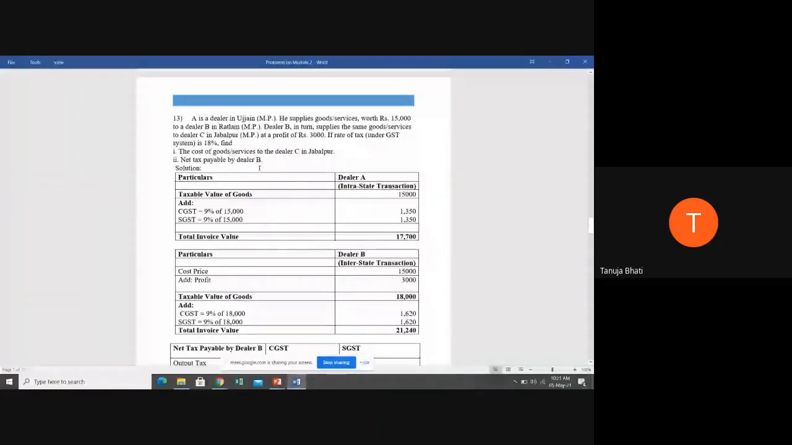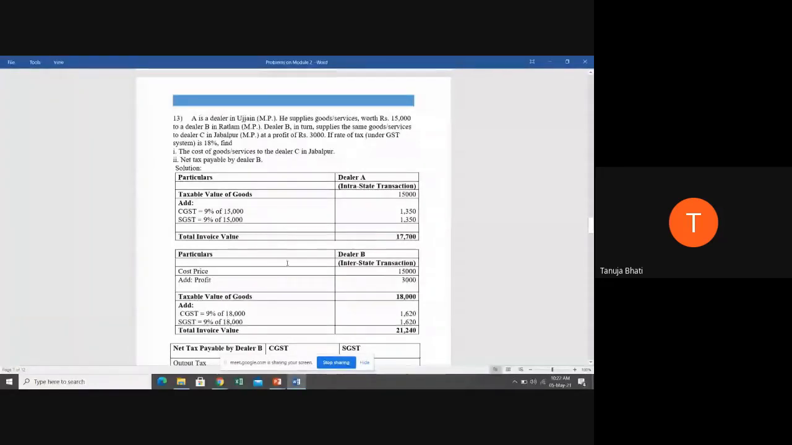So let us solve the problem. First, let us go step by step. So first, A is selling the goods to B and both are within the same state. So when they are in the same state, we charge the components of GST as CGST and SGST. So for dealer A, it is an intrastate transaction. So the taxable value of goods is 15,000. You're going to add 9% of 15,000 as CGST and 9% as SGST, which comes to 1,350 each. So the total invoice value that dealer A is going to collect from dealer B is 17,700.